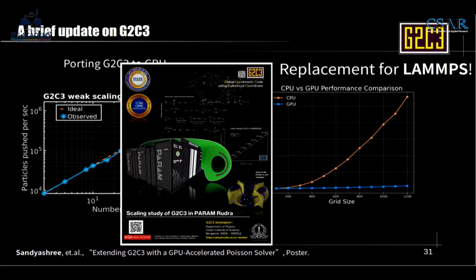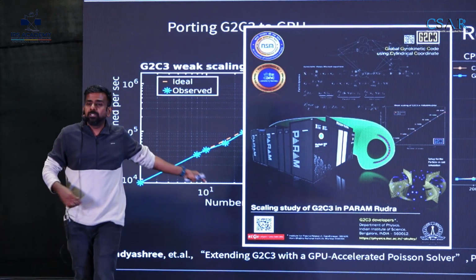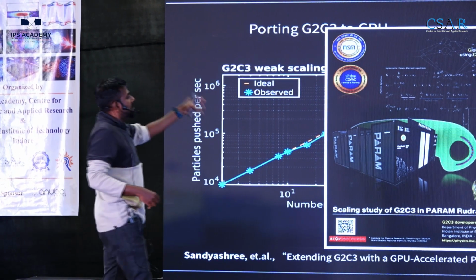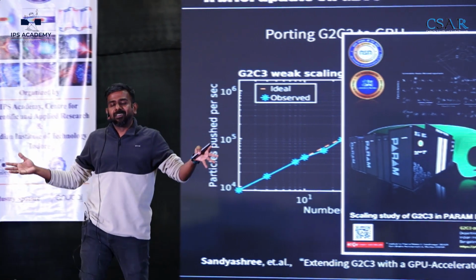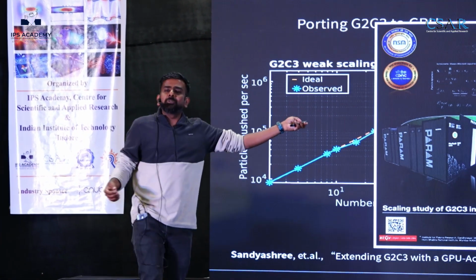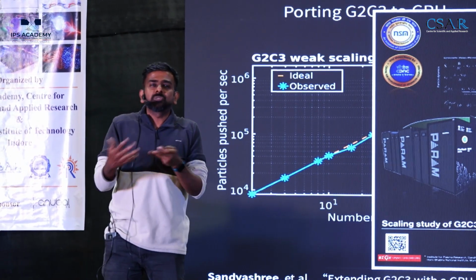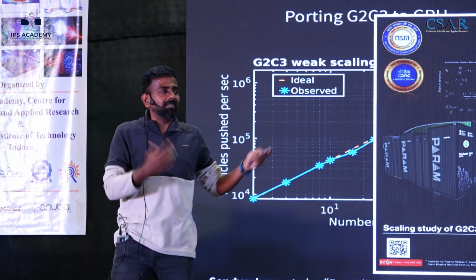Looking at the scaling, our collaborators from CDAC actually asked us to perform the scaling work on a newly installed Param Rudra in IIT Bombay. And they were so impressed that they made use of our code to build their reports, and now they are planning to replace the LAMMPS code, which is a typical molecular dynamics code used for scaling purposes in all these supercomputers, with our code, which is great.